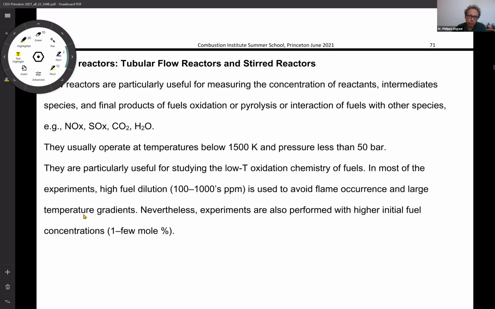But by doing so, you can operate under conditions where temperature gradients are larger, and then when you want to use the data for chemical kinetic modeling, they are most likely less accurate. So as I said before, for shock tube experiments, it's better for the kinetics to operate in very dilute conditions.